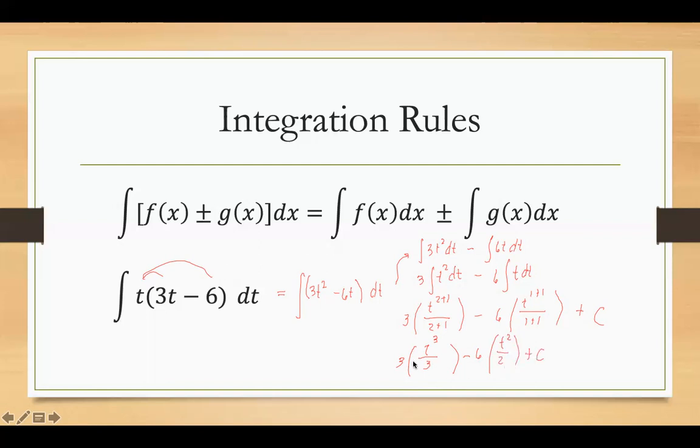If you can observe, we can cancel some expressions. We can cancel 3 and 3, we can cancel 2, and what's left with 6 is 3. So the answer this time is t cubed minus 3t squared plus c. This is your final answer when you solve the integral of t times 3t minus 6 dt.